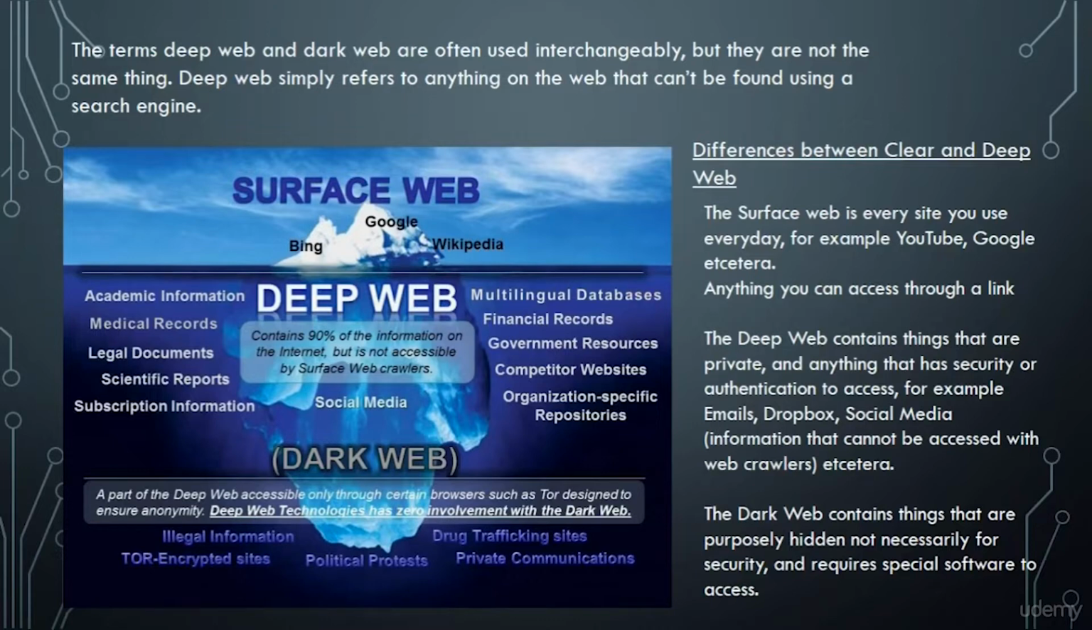Now, the dark web contains things that are purposely hidden, not necessarily for security reasons, and requires special software to access it, which we'll be discussing later in this course. The example of that is Tor. We need the Tor browser to access the darknet, because those are sites that are purposely hidden so that you can't index them with a search engine like on the deep web and the surface web. So that's basically it. We often interchange these two terms, but in essence they are similar because they cannot be indexed through a search engine.